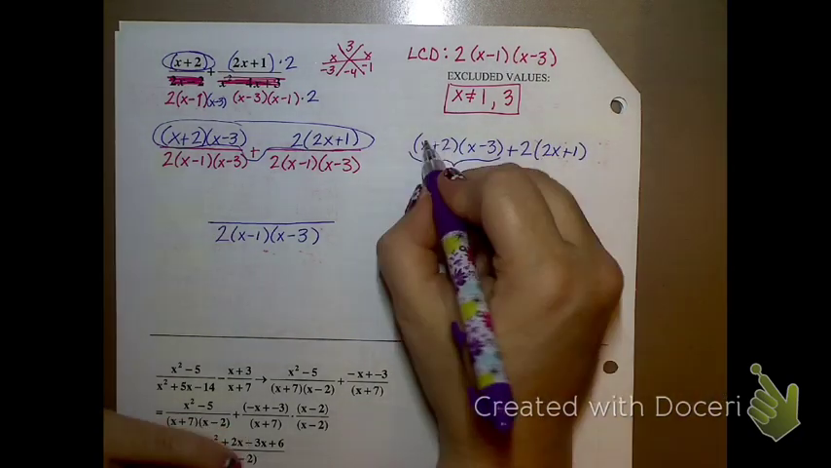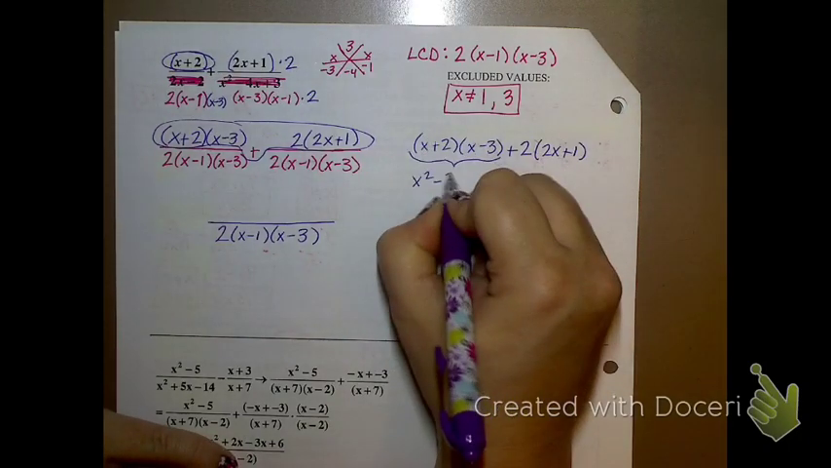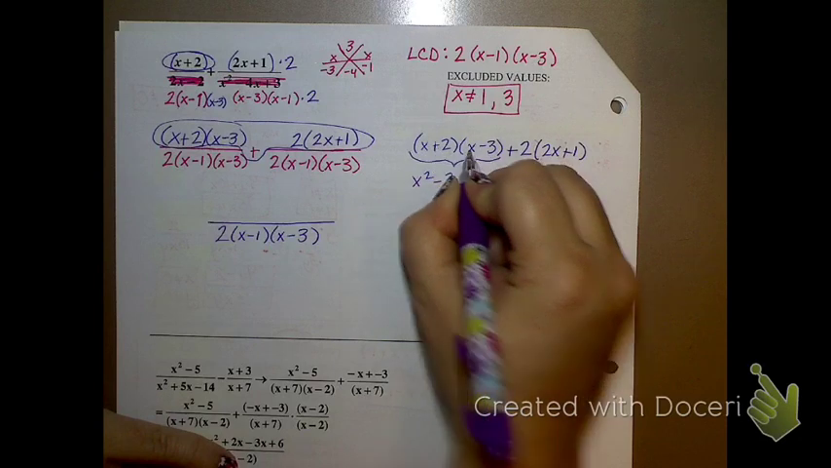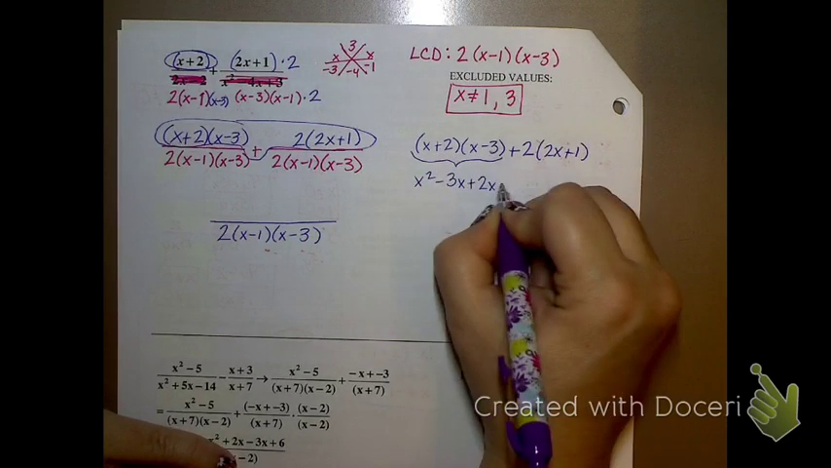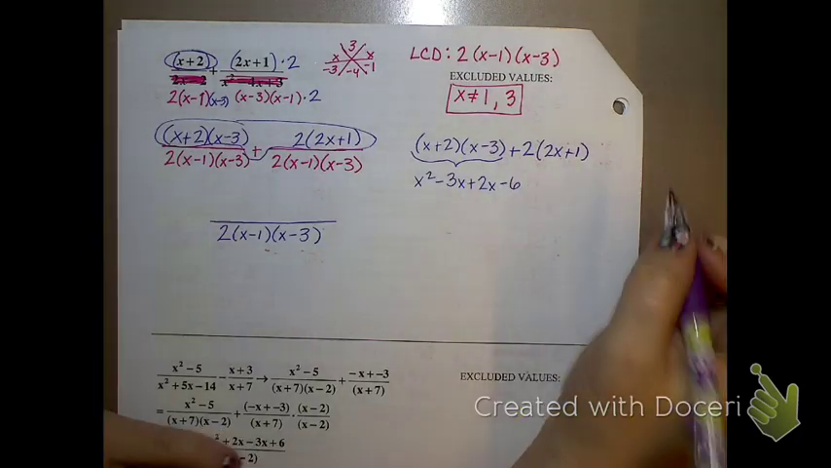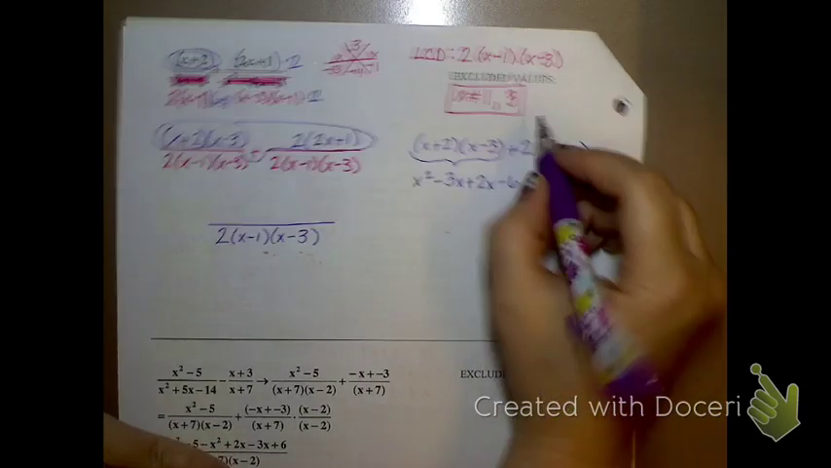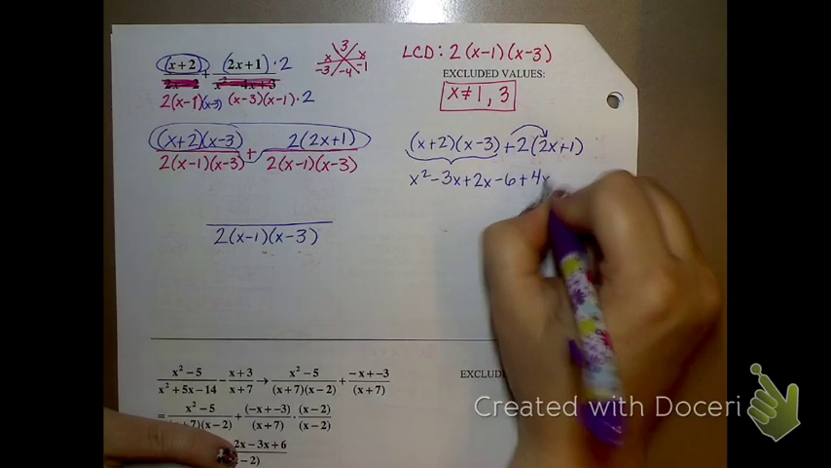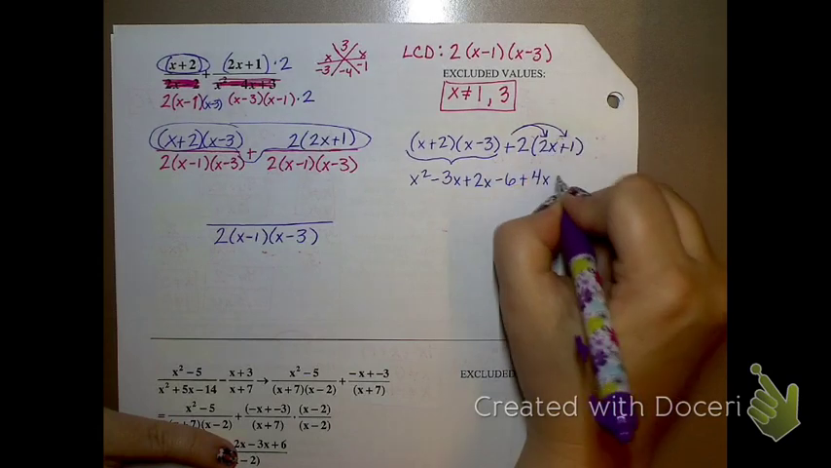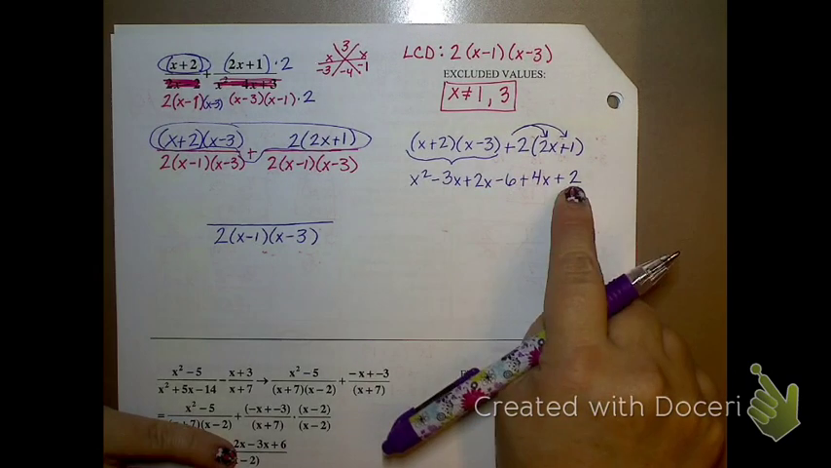Multiply it out. X times x is x squared. X times negative 3 is negative 3x. Positive 2 times x is positive 2x. Positive 2 times negative 3 is negative 6. What do I have to do over here? Distribute. 2 times 2x is 4x. 2 times 1 is 2. So I have a really long, ugly thing right there, but let's combine like terms and make it reasonable.